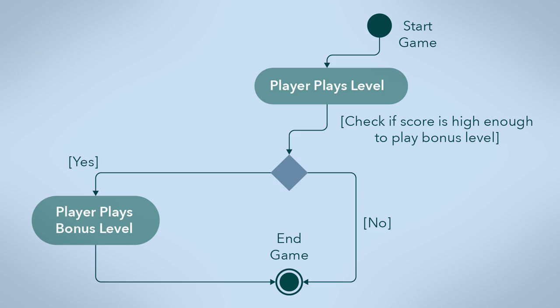Once the level is complete, the player encounters the first condition, whether or not their score is high enough to reach the bonus level. If it is, the player can play the bonus level. If not, then the player ends the game, denoted by a circle. This activity diagram covers all of the activities and conditions outlined earlier, which is essential for creating a complete diagram.